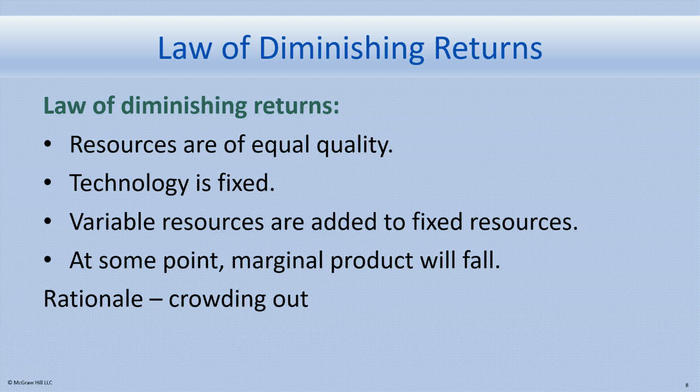This applies when resources, we're going to assume, are of equal quality. We're talking about labor here for a minute. One worker is as good as another. The output you can produce in the way of chairs would be the same as me.